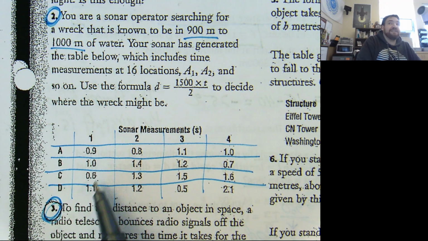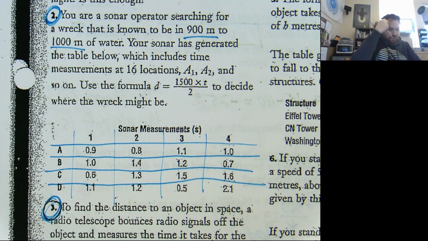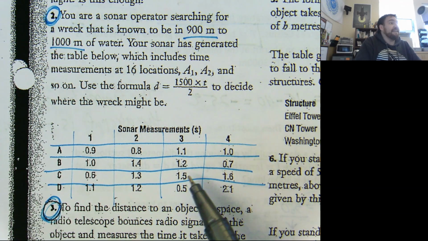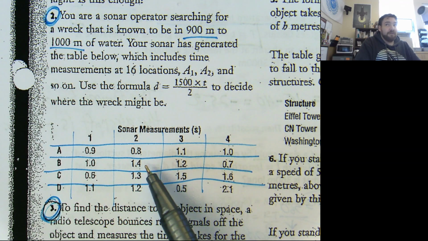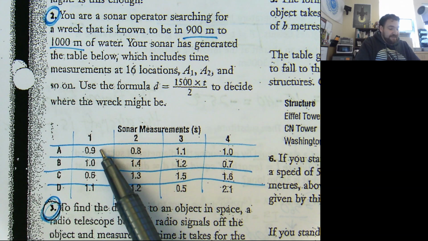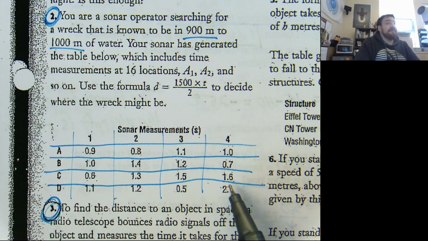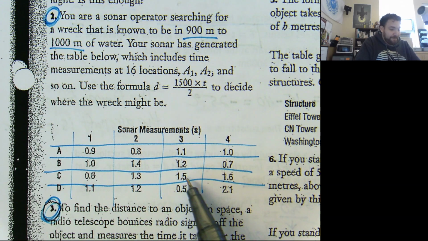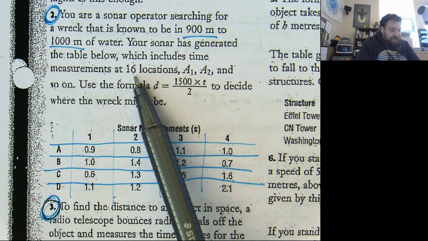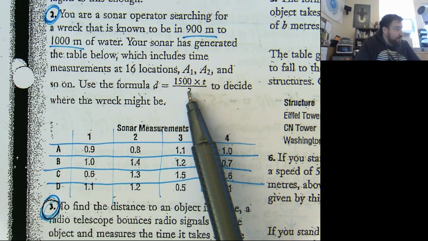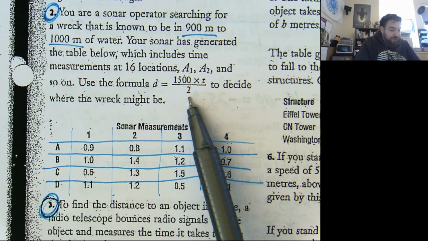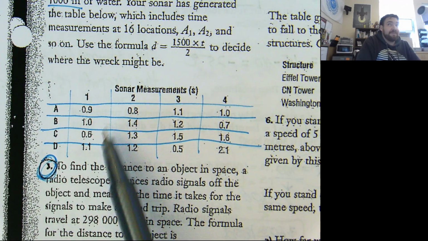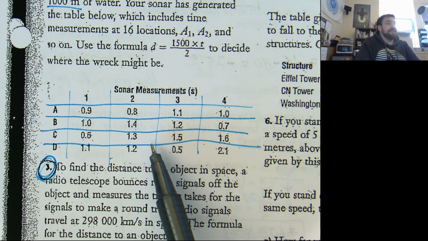And these values inside the grid represent the amount of time in seconds that it took for the sound to travel to the bottom and back to your boat. So these values here are the time values you're going to use to solve this problem. You have 16 locations. Using the formula that we use in our example, d equals 1,500 times t divided by 2, you need to decide, based on this time information, where the wreck is on this grid.